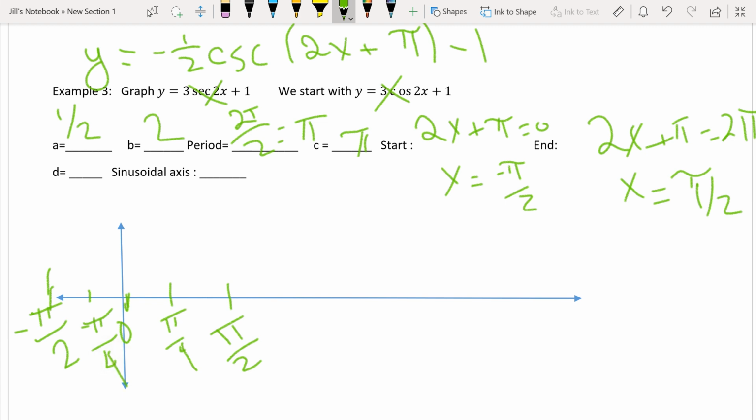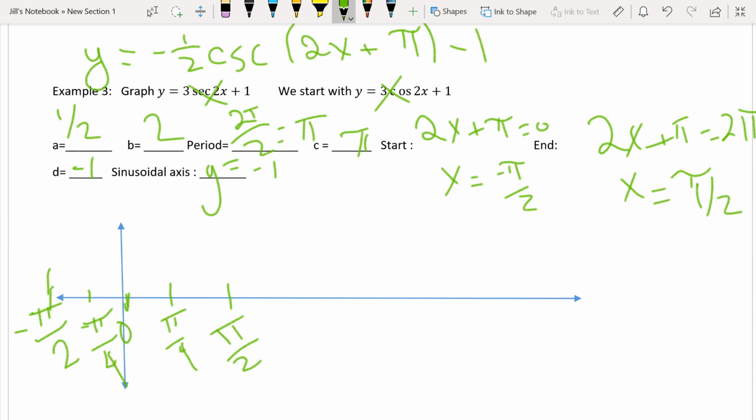Okay, again, sorry for the real mess. Oh, I forgot about our sinusoidal axis. So the D is negative 1, so my sinusoidal axis is y equals negative 1.